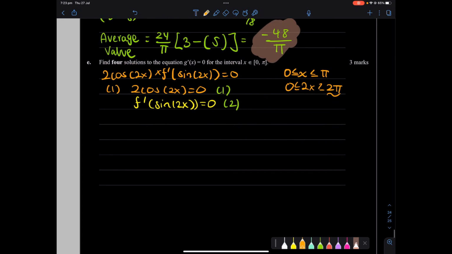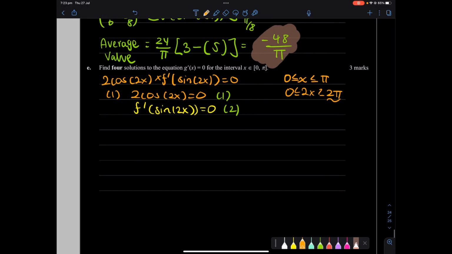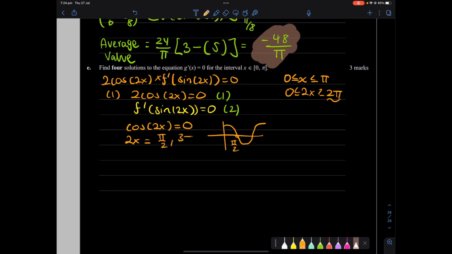Let's do the first one. It's the same as saying cos 2x equals 0, so 2x. If I draw a quick cosine graph, we've got pi on 2 and 3 pi on 2. So 2x is pi on 2, 3 pi on 2, and x is pi on 4, 3 pi on 4. So that's for that one.